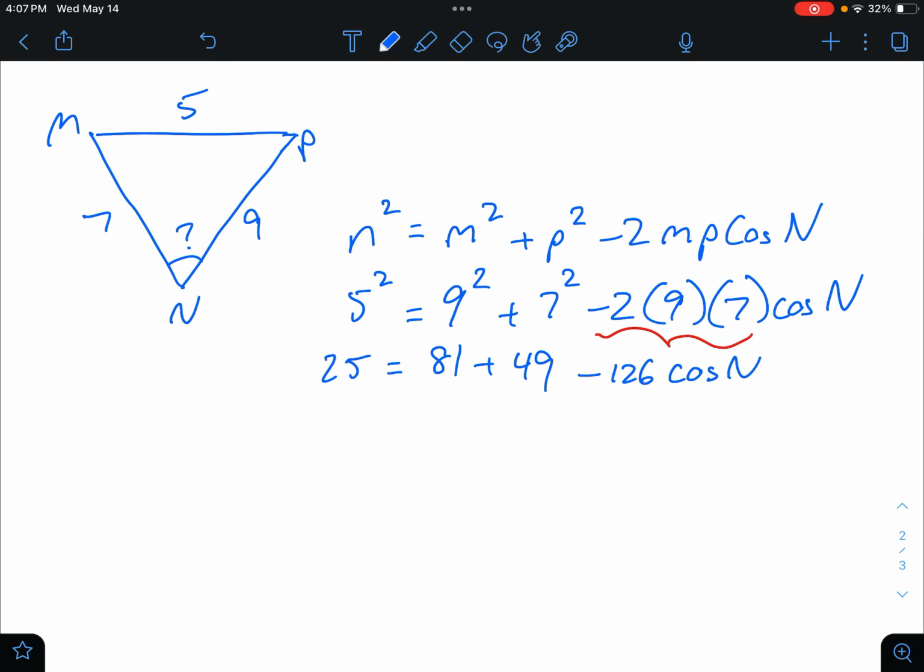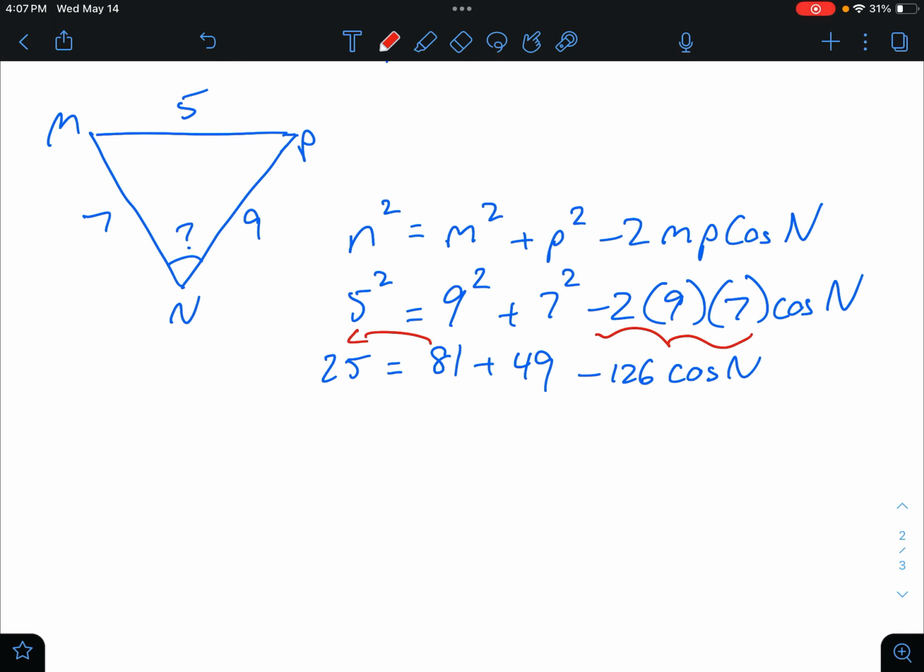Now what we're going to do is we're going to collect our like terms. Now be very, very careful. We can't just go, like I'm looking at the right side here. I can't go 81 plus 49 minus 126. We can't do that because the negative 126 is attached to cos n. That means it's not a like term. It's not just a plain old number. So what we're going to do is take the 81 and the 49 and we're going to bring them to the opposite side of the equal sign.